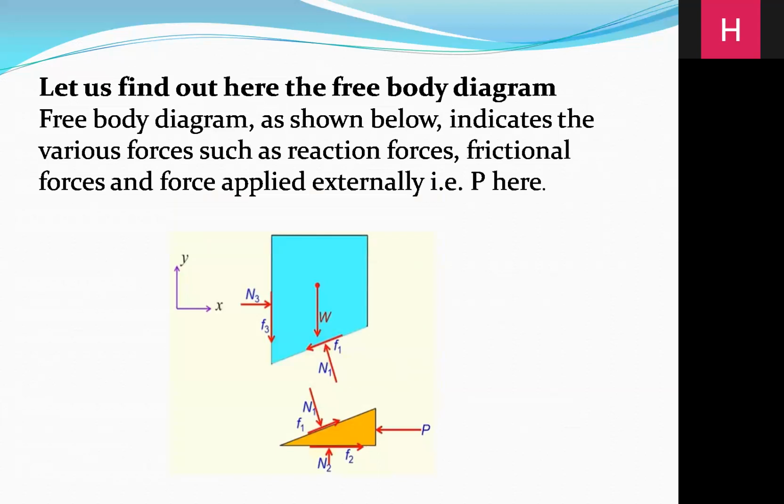The free body diagram, as shown below, indicates the various forces such as reaction forces, frictional forces, and the externally applied force. Here you can observe in the free body diagram many forces are applied, like the reaction forces, which react after we apply certain forces, the frictional forces, and the applied external force like P. Here you can see the external force P, and the normal force acting downwards, and the object weight acting upwards.